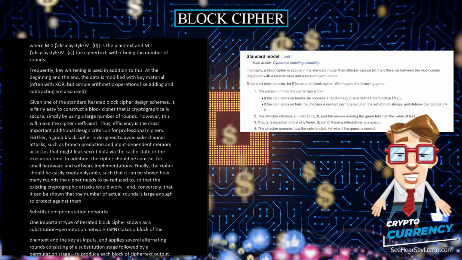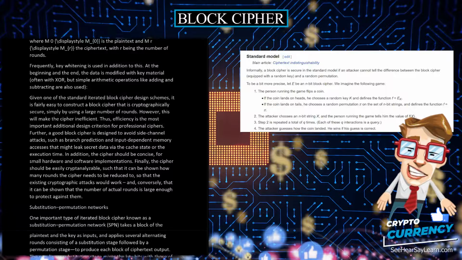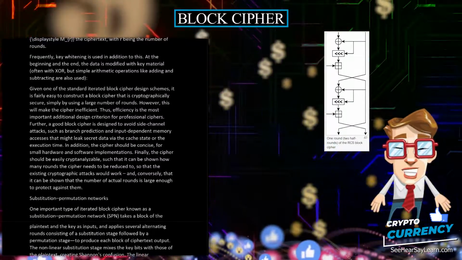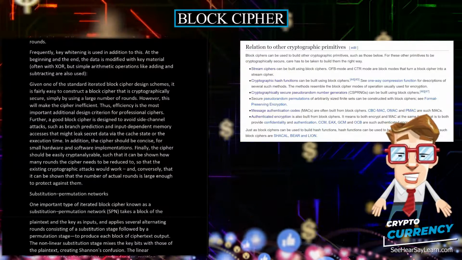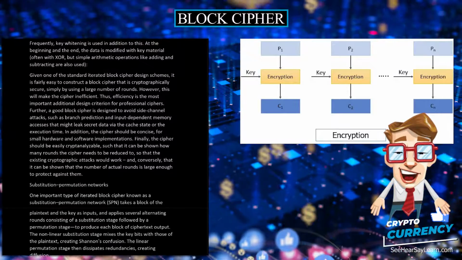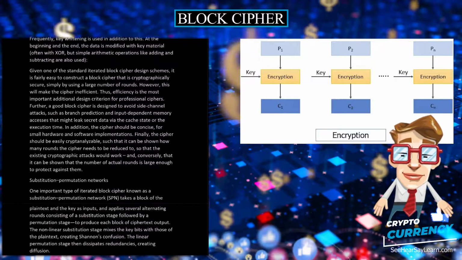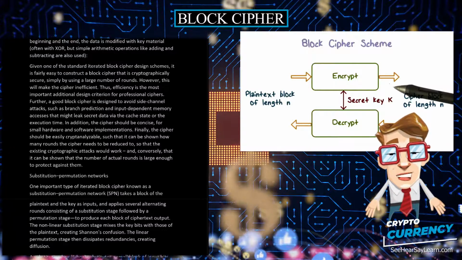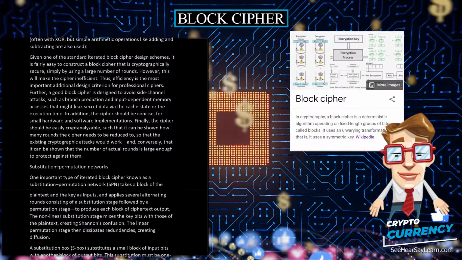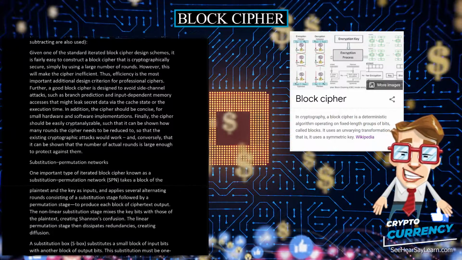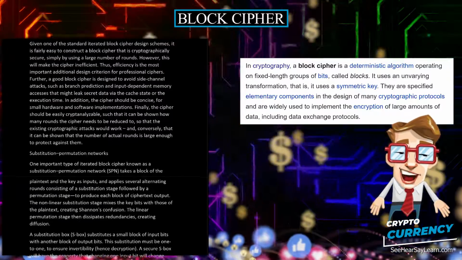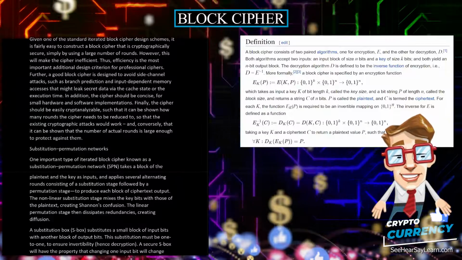Further, a good block cipher is designed to avoid side-channel attacks, such as branch prediction and input-dependent memory accesses that might leak secret data via the cache state or the execution time. In addition, the cipher should be concise, for small hardware and software implementations. Finally, the cipher should be easily cryptanalyzable, such that it can be shown how many rounds the cipher needs to be reduced to, so that the existing cryptographic attacks would work, and, conversely, that it can be shown that the number of actual rounds is large enough to protect against them.